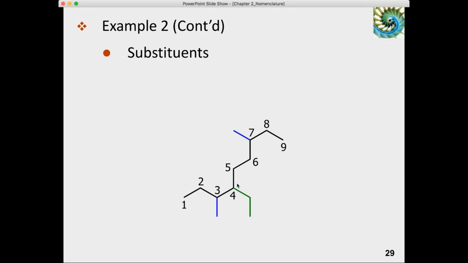So once we have assigned the numbers, now let's look at the substituents. Position 3, we have a methyl. Position 7, we have a methyl, so we will have 3,7-dimethyl. And in position 4, we have an ethyl. Now to build a name, we just need to order them alphabetically. Remember, the di prefix is not taken into account for the alphabetical order. So it could be ethyl and E versus M from methyl.